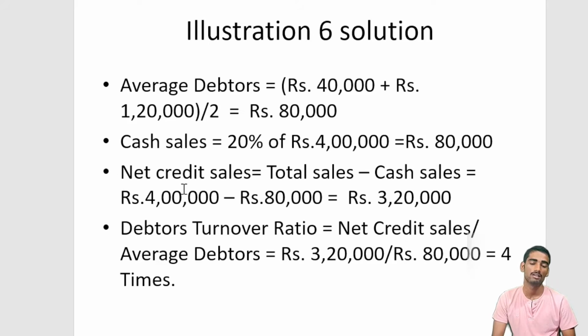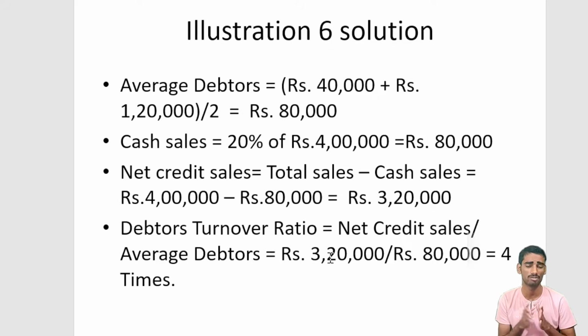So you have to do subtraction. You will get the value of 3,20,000. Now coming to the last, that is the debtor turnover ratio. We have already calculated net credit sale. Net credit sale will be 3,20,000, and we have already got the average debtor, that is 80,000. So you just have to apply the formula and you will get the value as 4 times. Okay, so easy guys, but you have to know the formula.